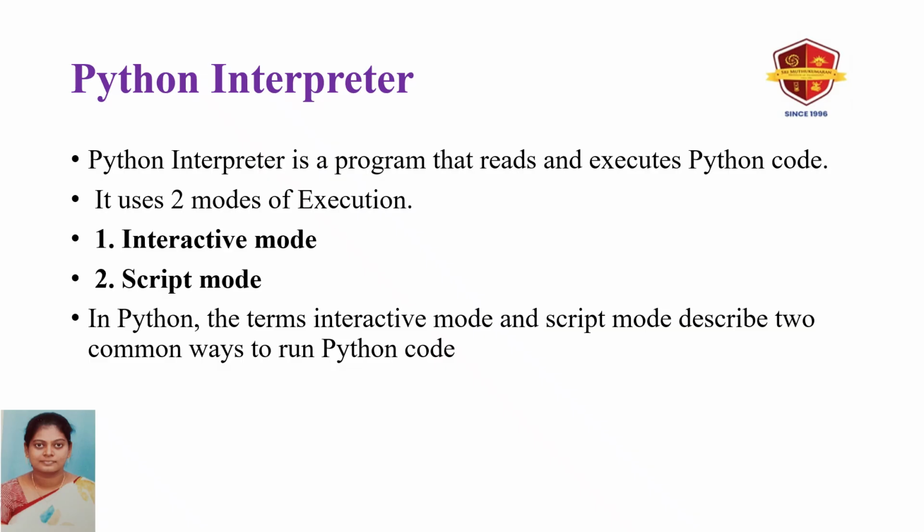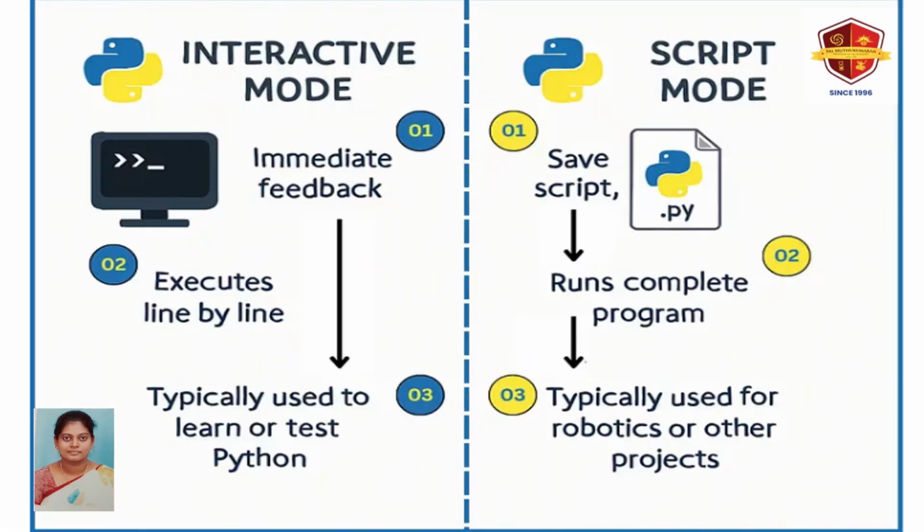There are two modes of execution in the Python interpreter. The first one is the interactive mode. The second one is the script mode. These are two ways to run Python code. We see this pictorial representation of the differences between the interactive mode and the script mode. In the interactive mode, immediate feedback is given. It executes line by line. And the third point, it is typically used to learn and test Python. So that's how the interactive mode works.